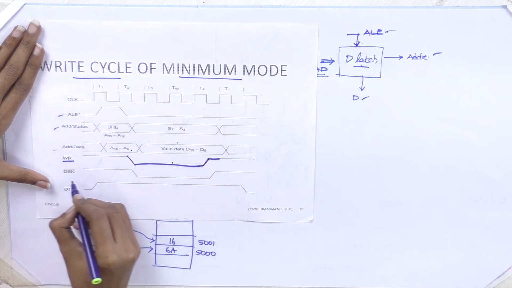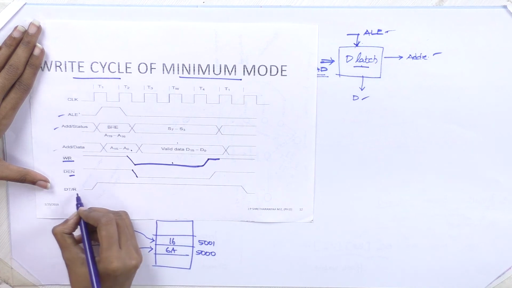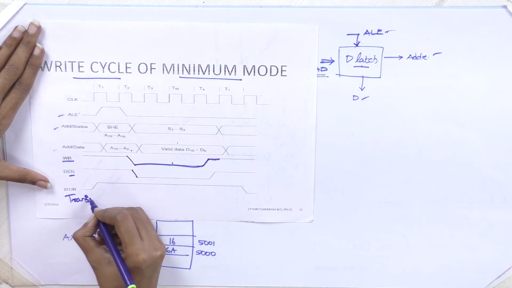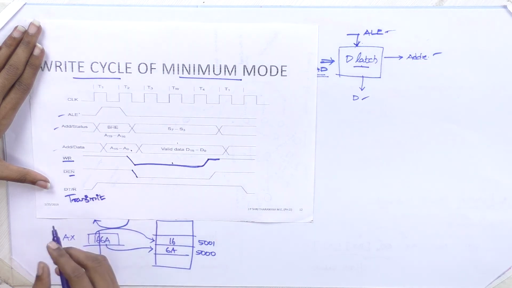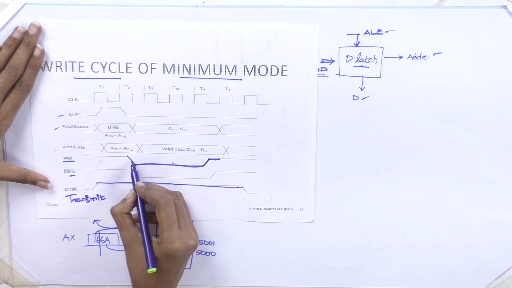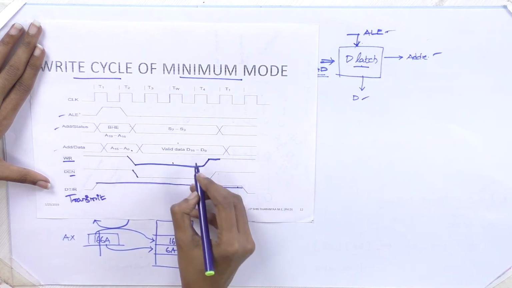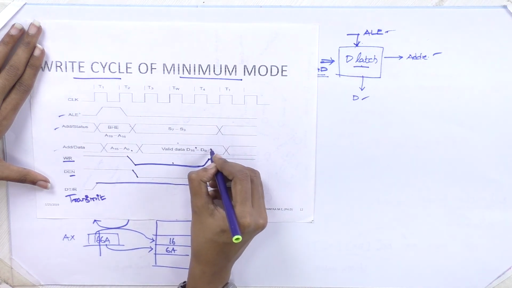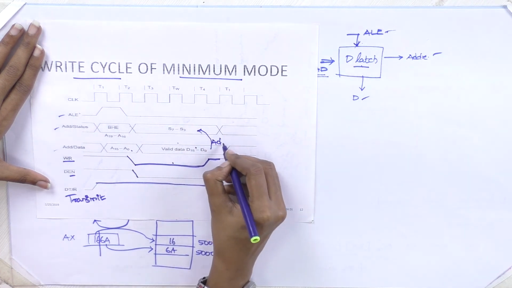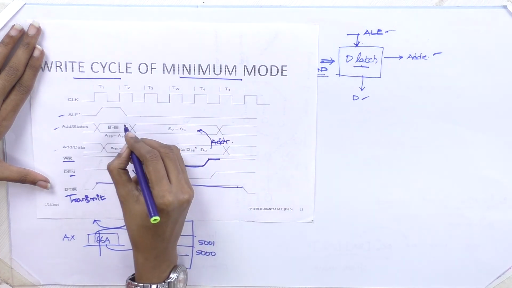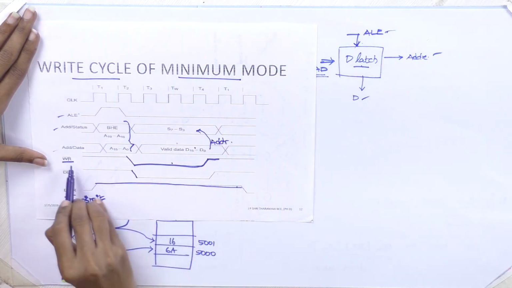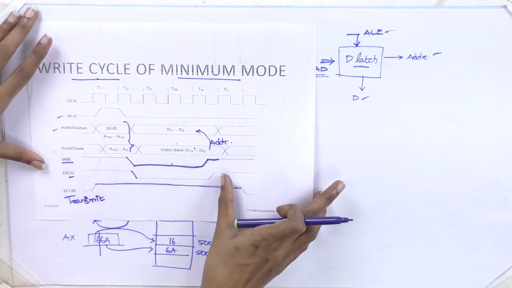So at this time your data should be enabled, and DT/R, we are performing transmission, so this should be high. When this is high and read is low, data is enabled, and the value in the data bus will be stored in the address that is given here. Fine. So this is the timing diagram of the write cycle.